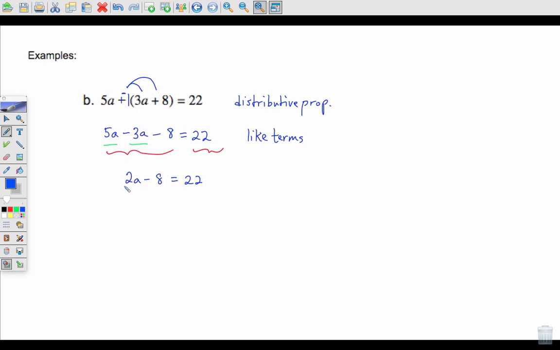Okay, next up we want to solve for a. So we have a 2 coefficient, we have a term here of -8. You always want to move whole terms first. So I'm going to add 8 to both sides. The -8 and the +8 cancel. I make sure I do it on both sides of my equal sign. Bring down the 2a. 22 plus 8 is 30. Okay, that was the addition property of equality that I just did.